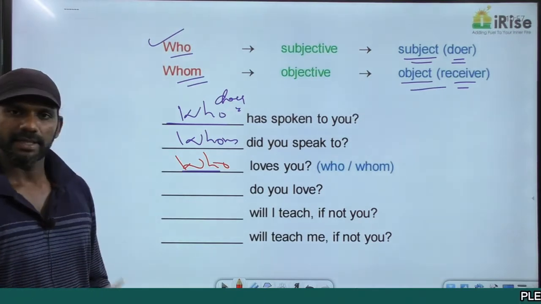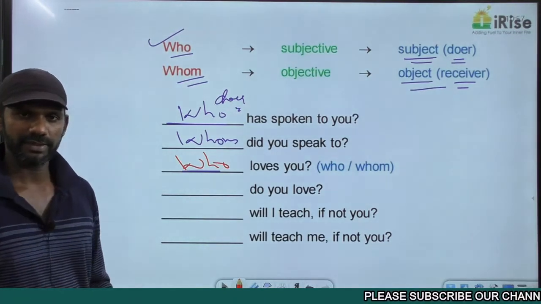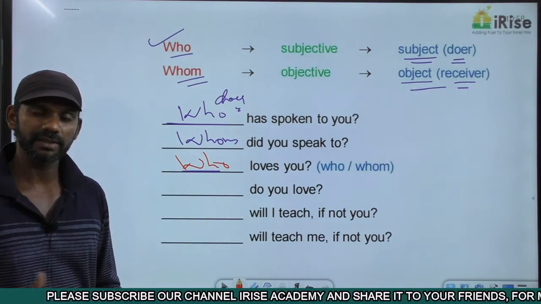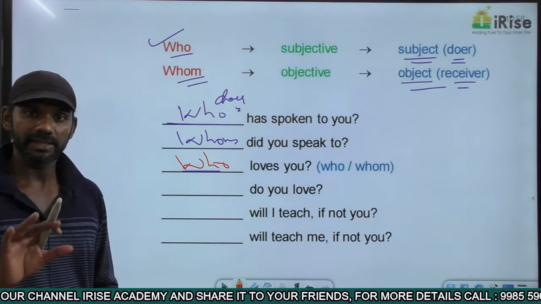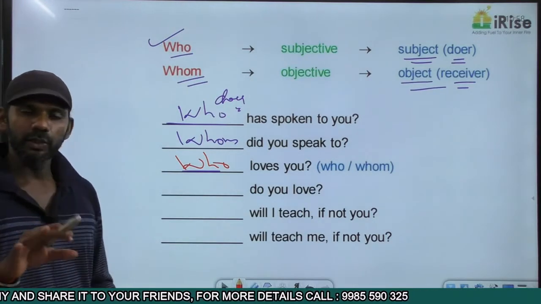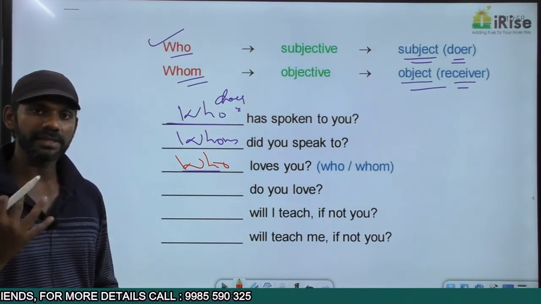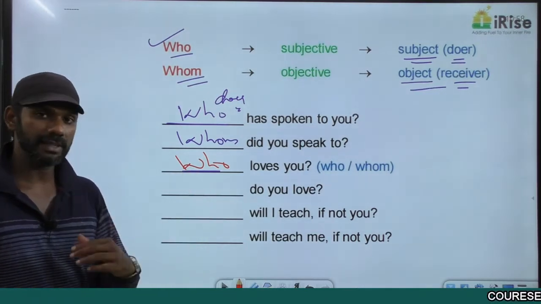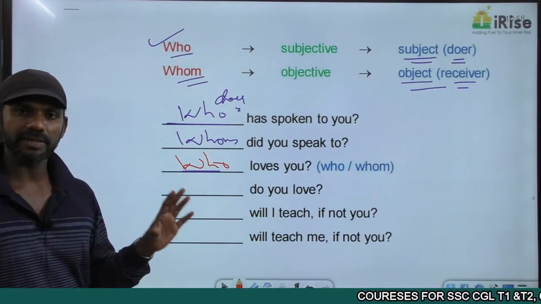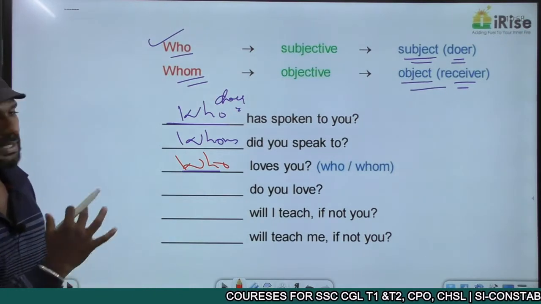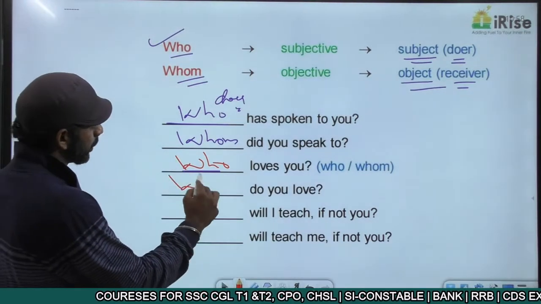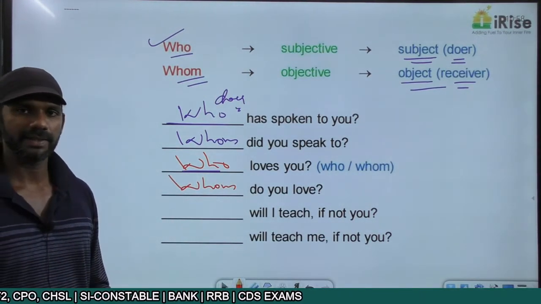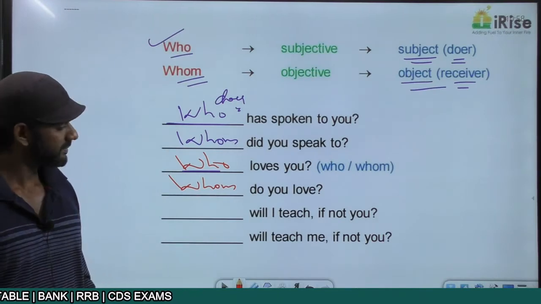Come to the next one. Dash do you love? Dash do you love means you are doing the action or receiving the action? You love a person. That means you are doing the action. You love a person, so that person becomes a receiver. Dash do you love means this blank stands for the person you love. So this blank stands for the person that is receiving the action. Receiver means object. Object means it must be whom. So whom do you love? Get it? Come on, next one.